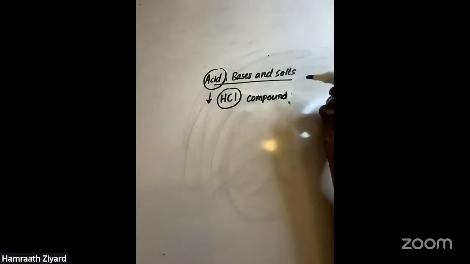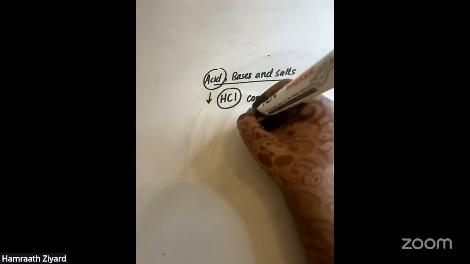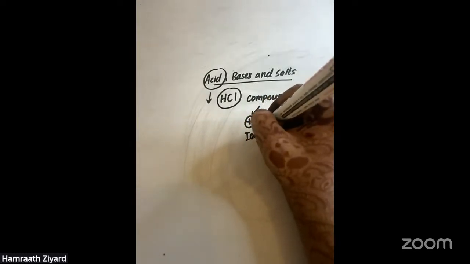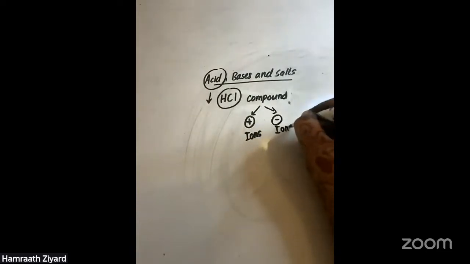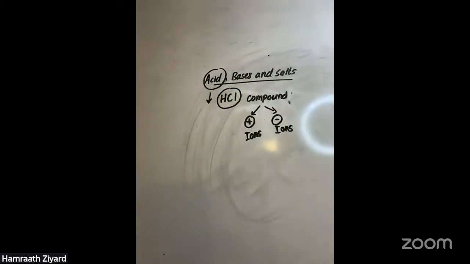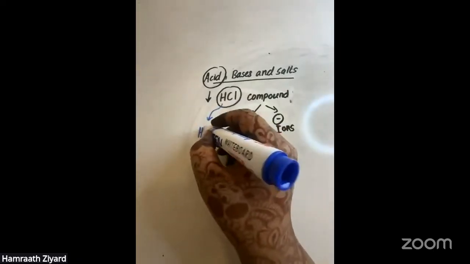Now I have taken hydrochloric acid. It is a compound. If you take a compound, always remember, a compound will have positive ions as well as negative ions. Now, can you tell me what ions are present in hydrochloric acid? By now, you should be able to identify how to find the ions. So, if I take hydrogen separately, we can have the H+ ion.